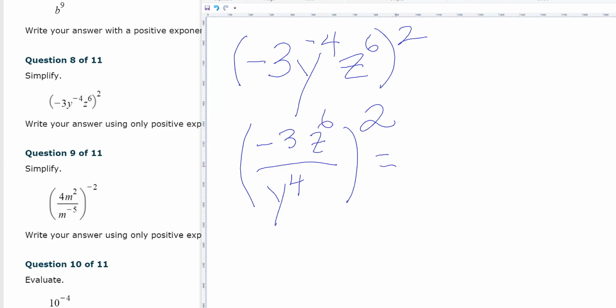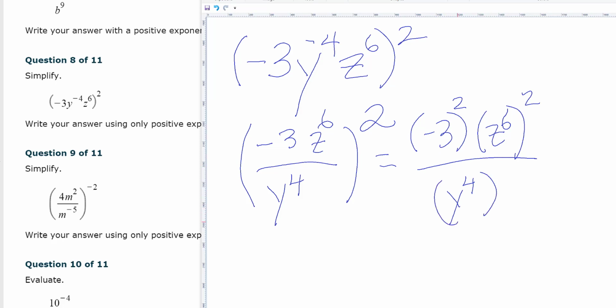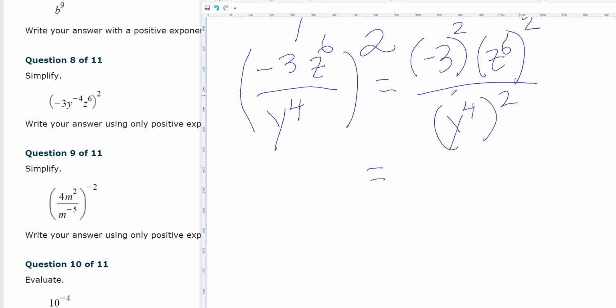Now because I have a number of factors in parentheses, they all have to get raised to the second, and you should put them in parentheses, otherwise you might miss a sign. So each and every term gets raised to the second power. So negative 3 squared will give me 9. Power to a power, we multiply: z to the 12th. Same thing in the denominator. Power to a power, we multiply. So our final answer is 9z to the 12th divided by y to the 8th.